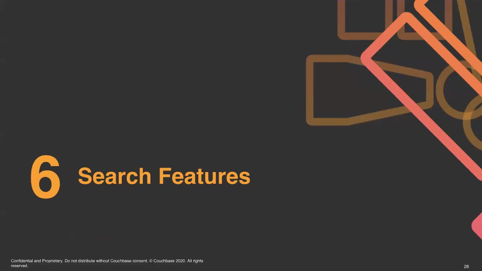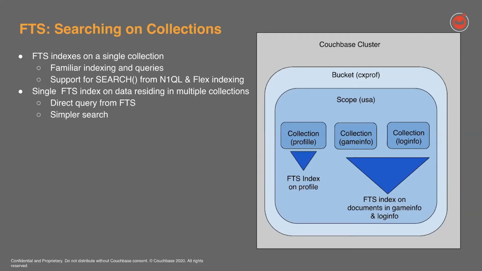Again, a quick view of the search features in the upcoming release. Just like GSI, FTS also allows creating indexes on specific collection. Both in the UI and in the definition, you have a chance to specify the specific collection on which you want to create indexes. Because we have search capability, and search tends to have a slightly different use case than a typical GSI.